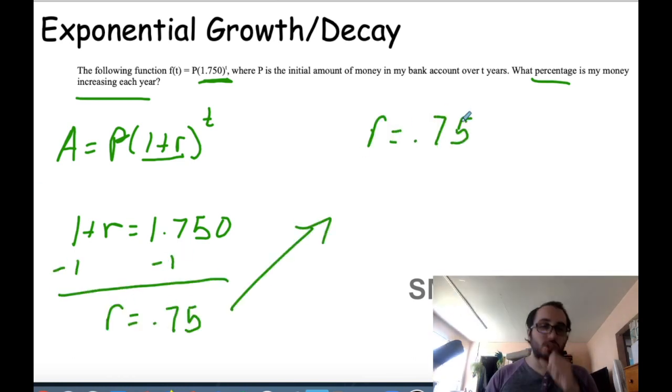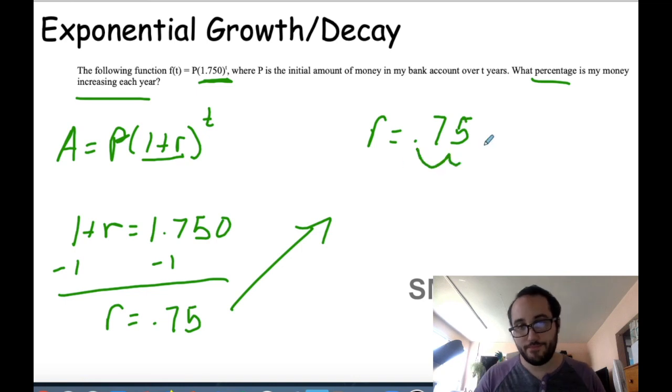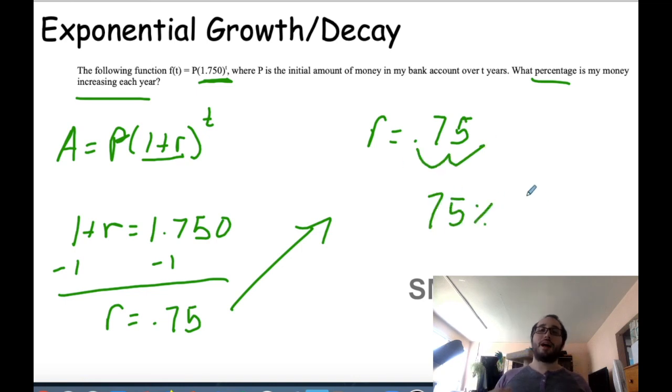But here's the issue. Now that I have r, that's a decimal. They want percent. So how do we change a decimal to a percent? Yeah, you move the decimal place over 2 times to the right. So our answer, 75% is increasing each year.